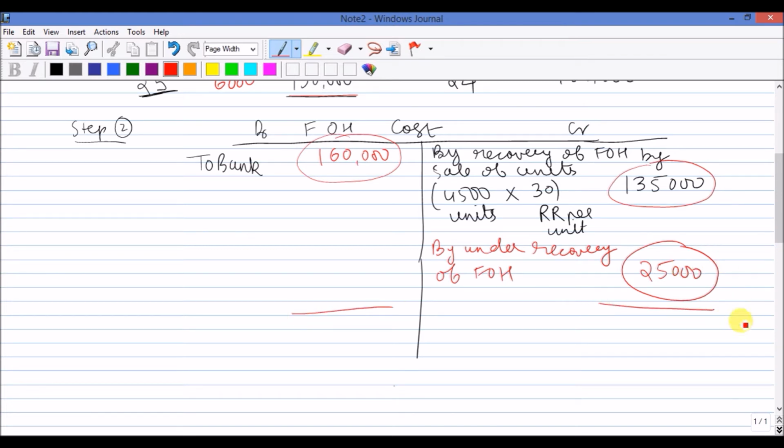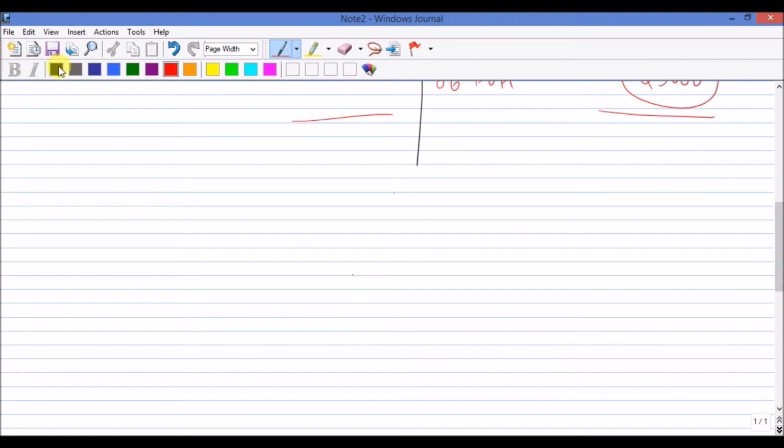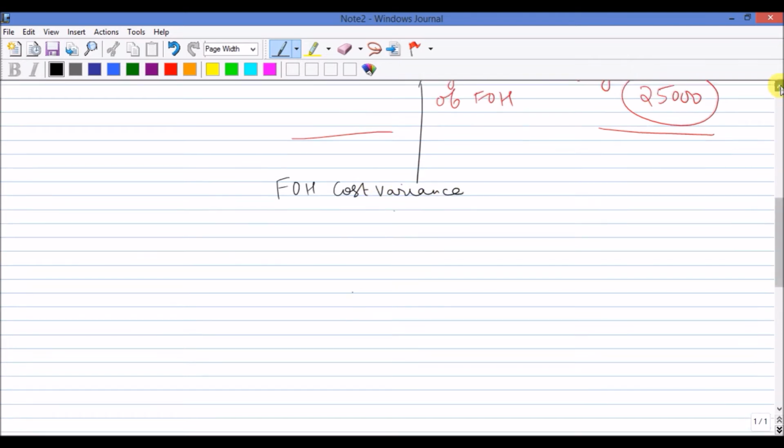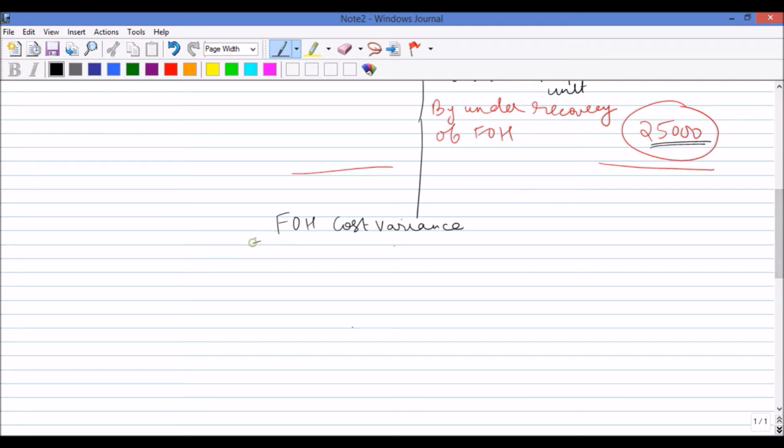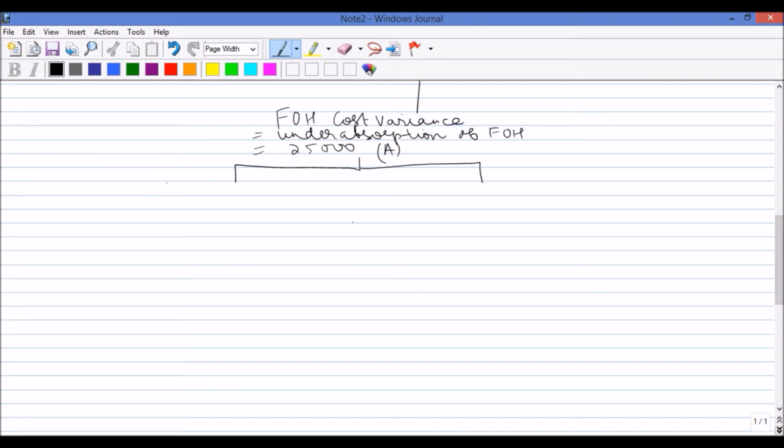So this is done. Now we are moving further. Now we are going to start with fixed overhead cost variance, and we are aware that there is an under recovery of 25,000. So there is an under absorption of fixed overheads equal to 25,000, which is adverse. Then we are going to divide into two parts. One is called the expenditure variance, and the other one is called the volume variance.